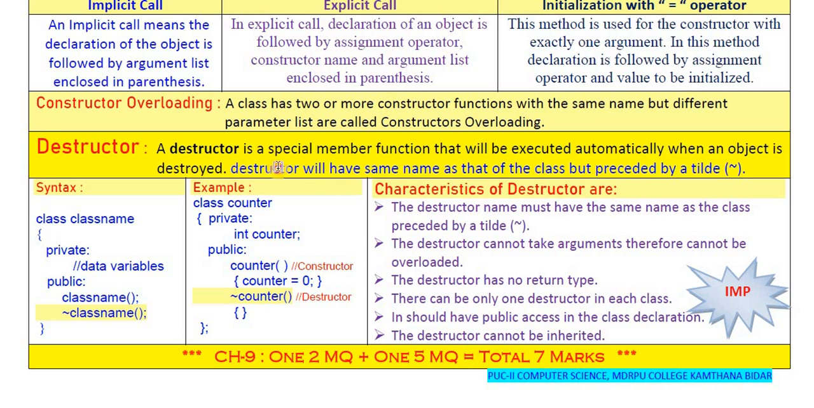Next, a destructor will have the same name as that of the class but preceded by a tilde symbol. So what is the difference between constructor and destructor? Constructor has the same name as the class, and destructor also has the same name as the class, but the difference is that in a destructor, before the function name we use a tilde symbol. So here you can see.